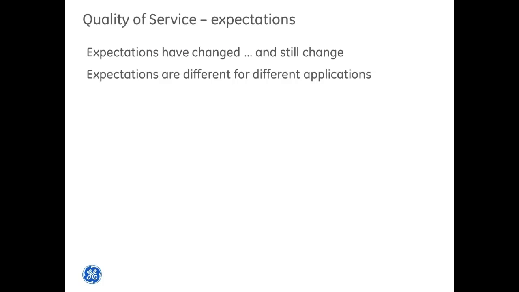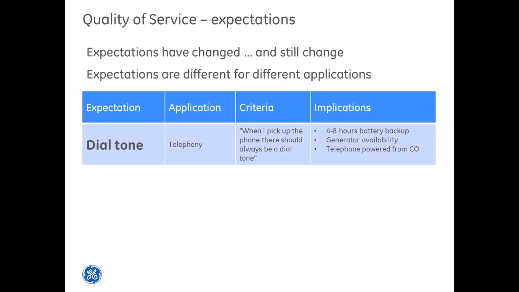Quality of service and expectations. Expectations have changed, and they're still changing. Expectations are different for different applications, and we'll look a little at some of those applications.